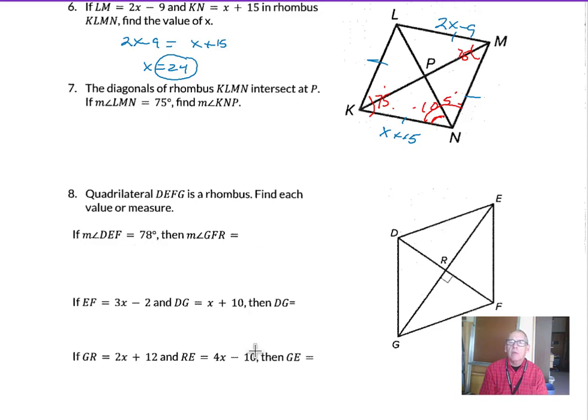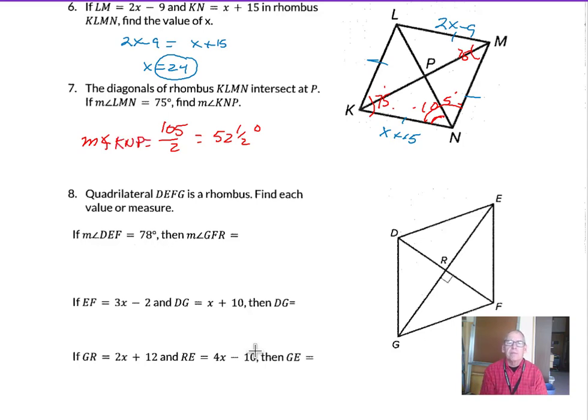Okay, KNP, K to N to P is going to be half of 105. So we got 105 over 2, which is the same thing as 52 and a half. So that's going to be, in degrees, the measure of angle KNP.